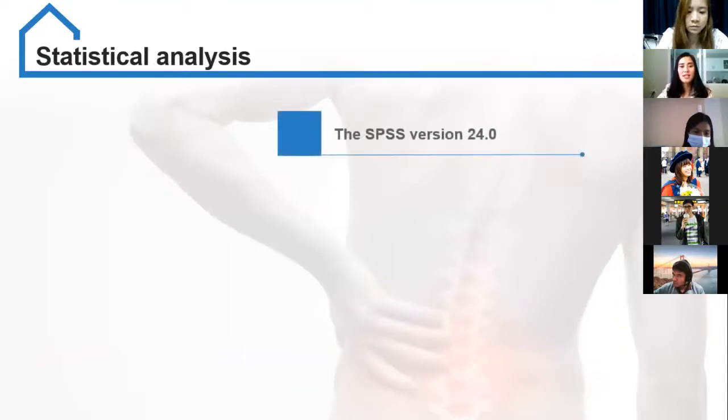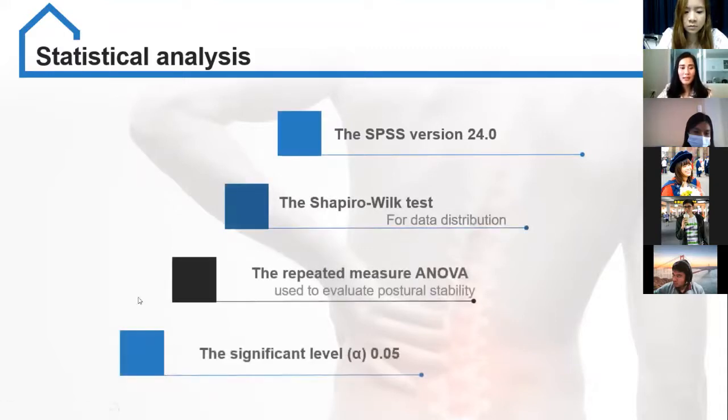SPSS version 24 was used for statistical analysis. In this study, repeated measures ANOVA was used to evaluate postural stability outcome measures.